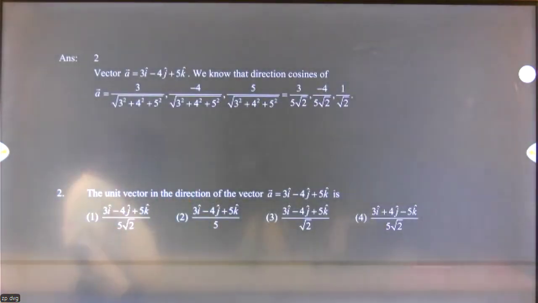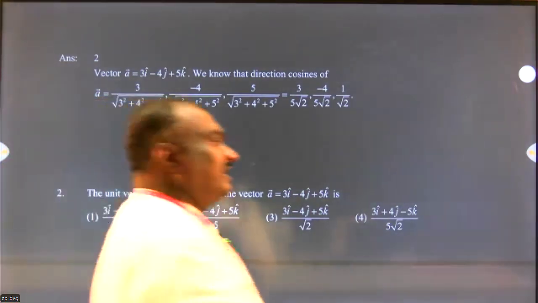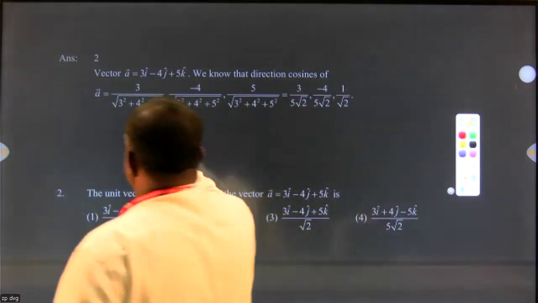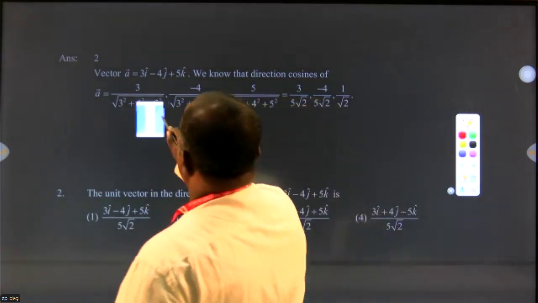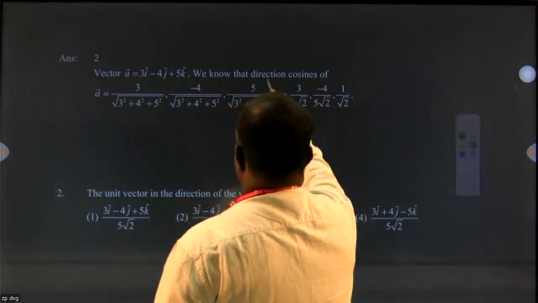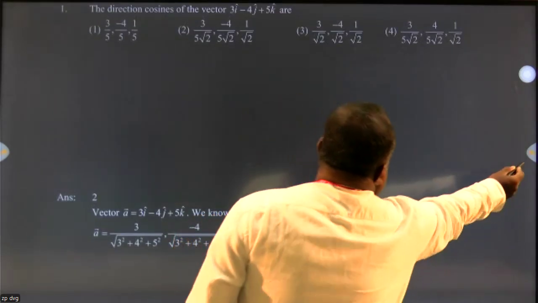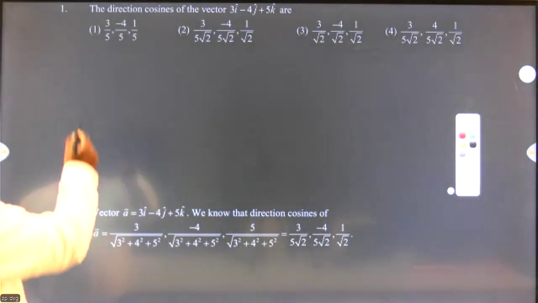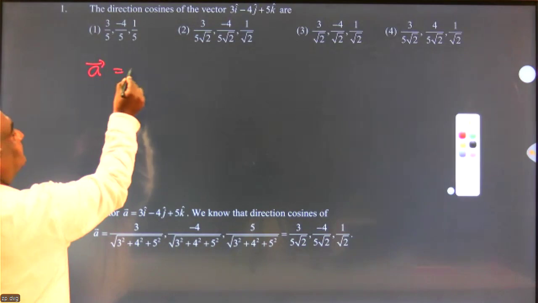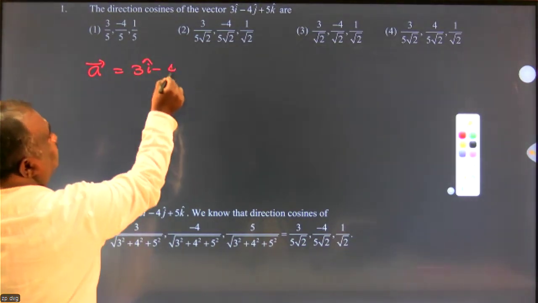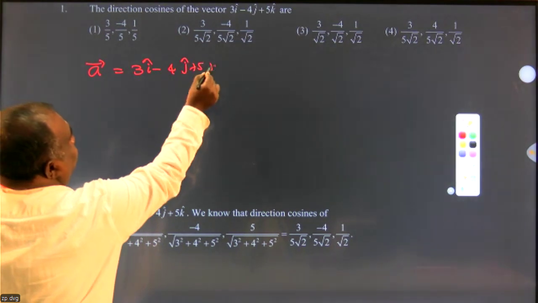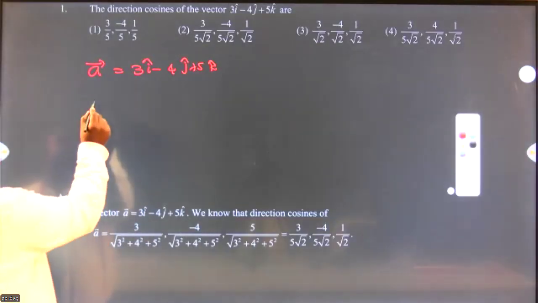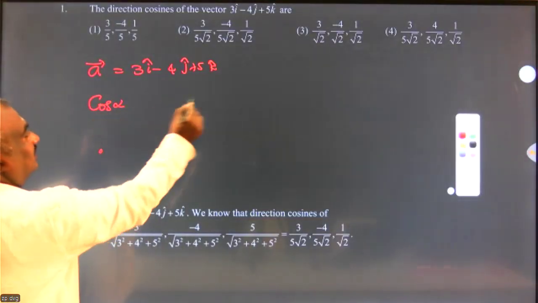And he may ask to find the direction cosines. Just now I said, what are the direction cosines? Cos alpha, cos beta, cos gamma. He asked for the direction cosines of the given vector. Now, what are the direction cosines of the vector? What is given for A bar? A bar is given as 3i minus 4j plus 5k, and he asked for the direction cosines. Just now we have discussed that direction cosines mean cos alpha, cos beta, cos gamma.